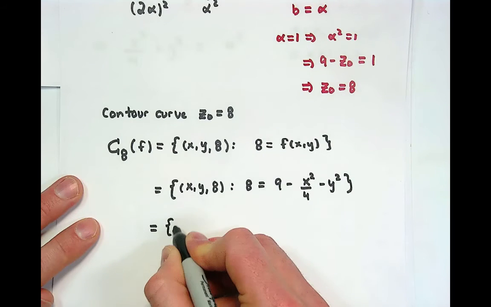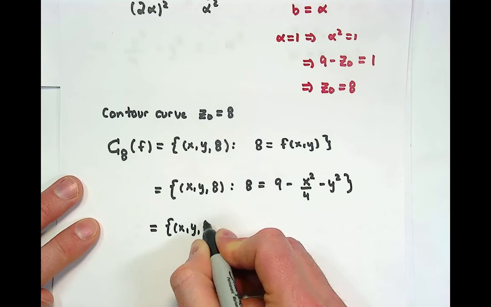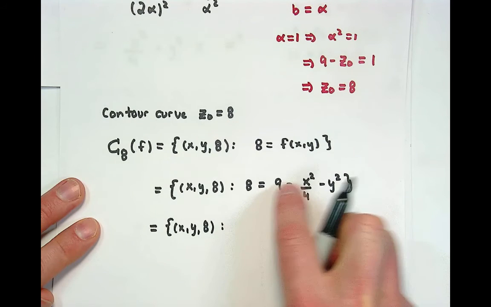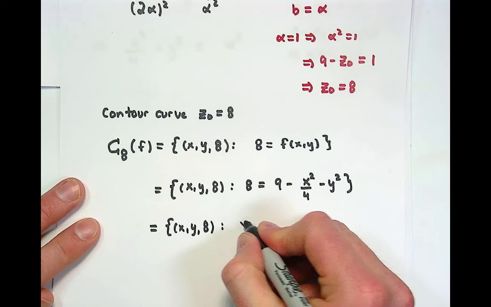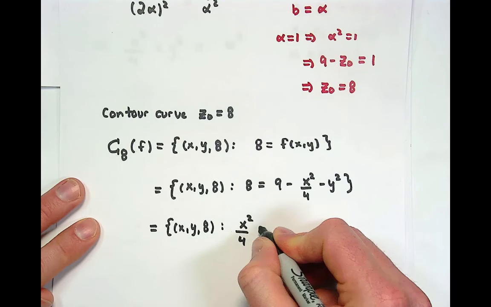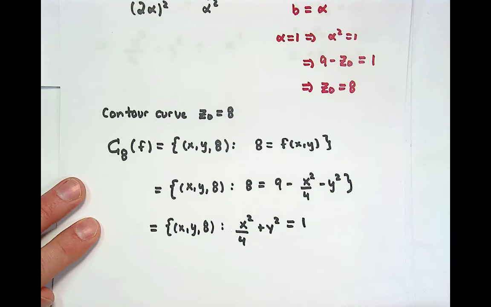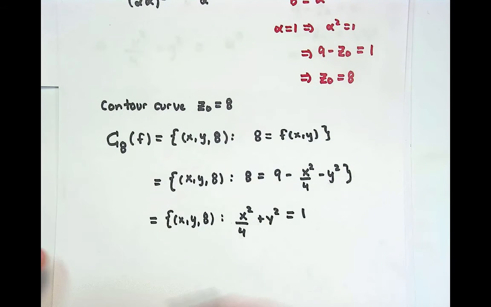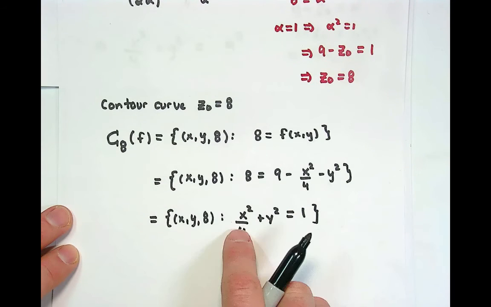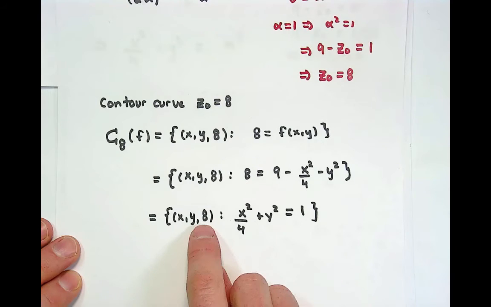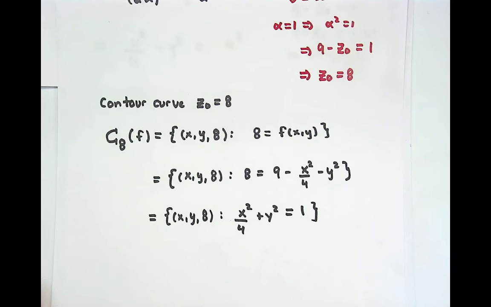So now this would look something like the set of ordered triplets x comma y comma 8. If I bring the 8 over this way and these over here, now I've got x squared divided by 4 plus y squared is equal to 1. Well, do you see what this is? Yeah, that's an ellipse in x and y at height 8 in the output.